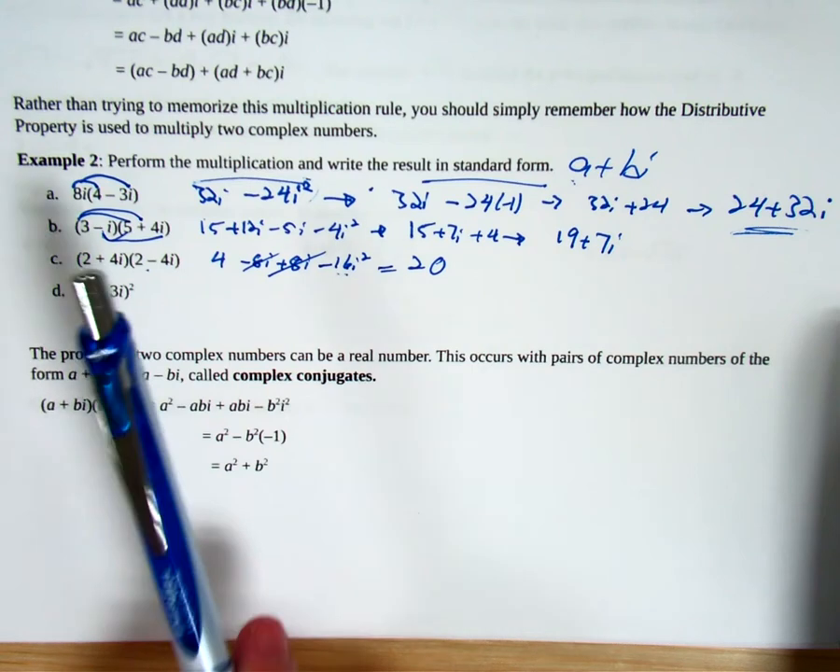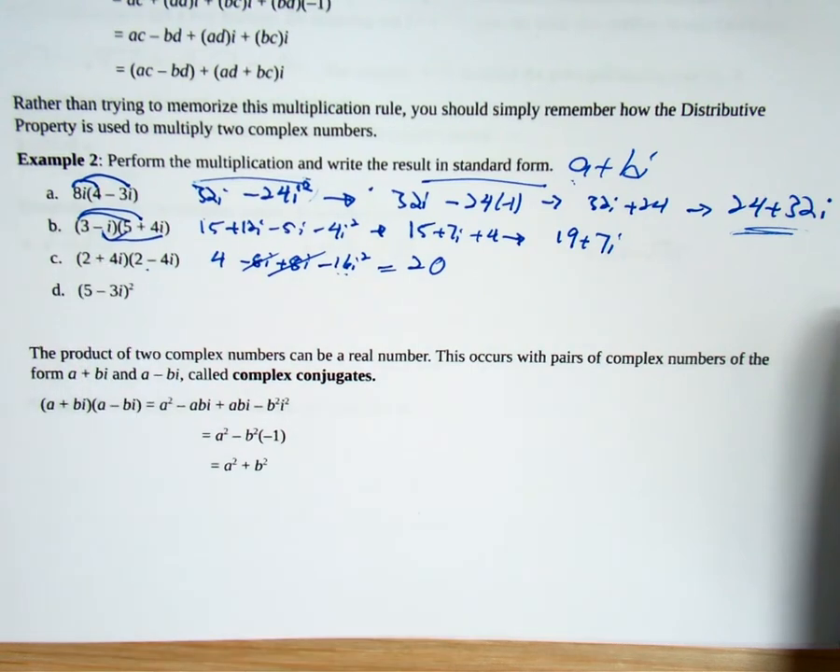Okay, keep it going. You got D on your own, 5 minus 3i squared. Might be tough to think about it in terms of our math shortcut for squaring a binomial. Maybe you want to take the safe route and write it down twice and FOIL it out. Ready, set, go.